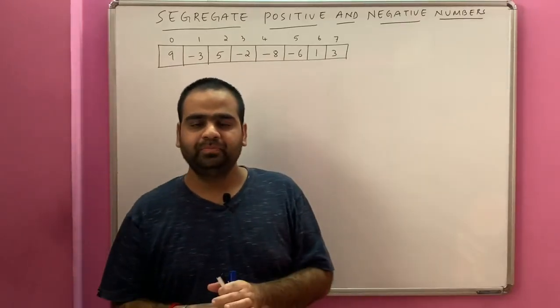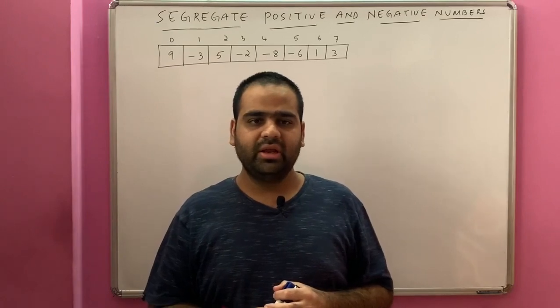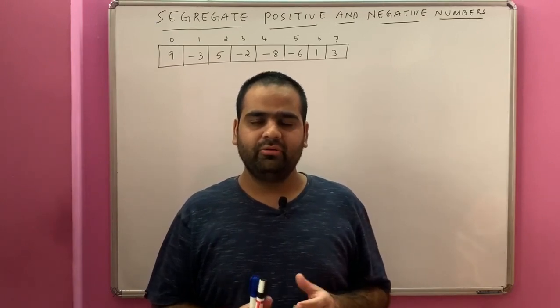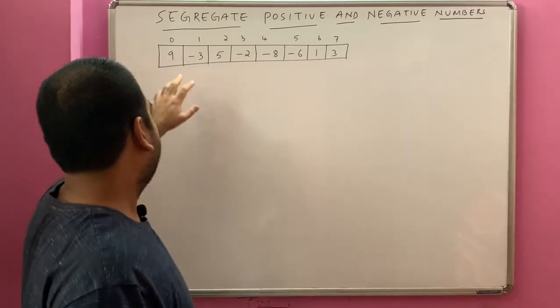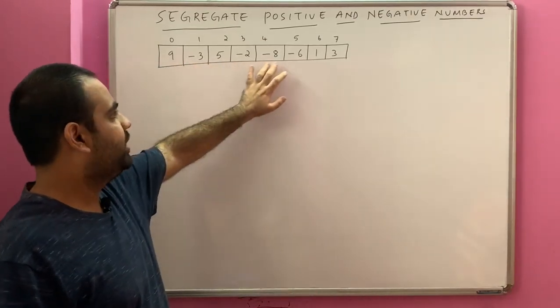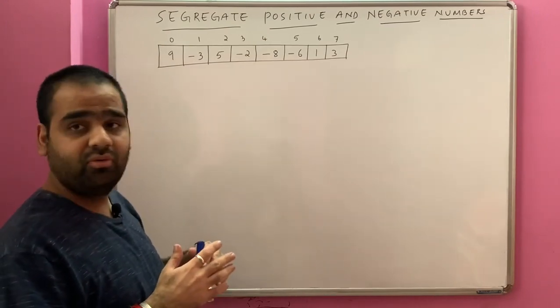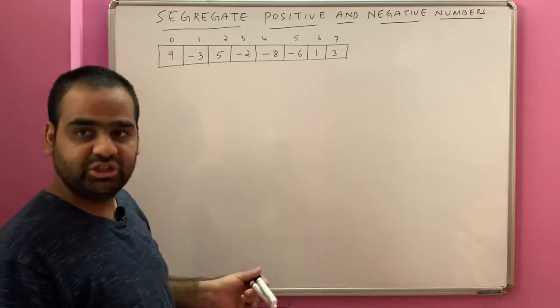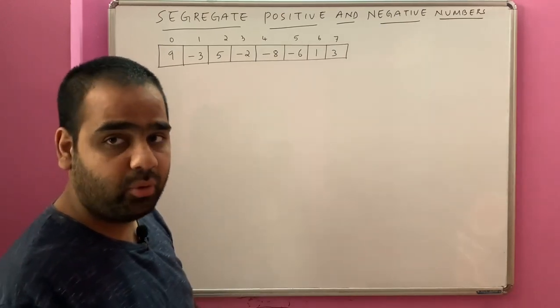Hello everyone, in this video we are going to talk about how we segregate the positive and the negative numbers in a given array. Suppose this is the array 9, -3, 5, -2, -8, -6, 1 and 3. We want to segregate. Segregate means what? Differentiate, right? Group the negative numbers and the positive numbers.